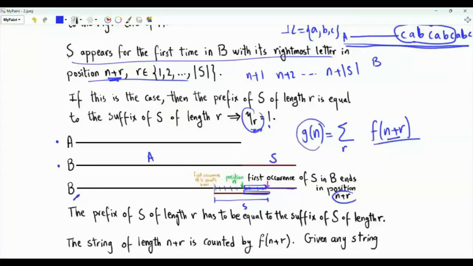at the right end. The strings that we start with are split into groups. The rth group has the first occurrence of s in B ending in the position n plus r. For this to happen, eta r must be equal to 1. We can write down this sum with index small r from 1 to the length of s, and then we multiply f of n plus r by eta r. Note that given any string counted by f of n plus r, there is a unique way to extend that string to a string of length n plus the length of s with s at its right end.